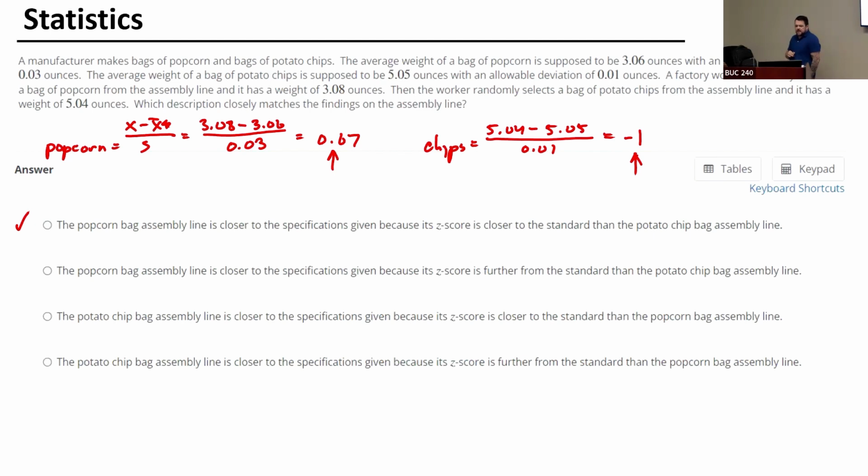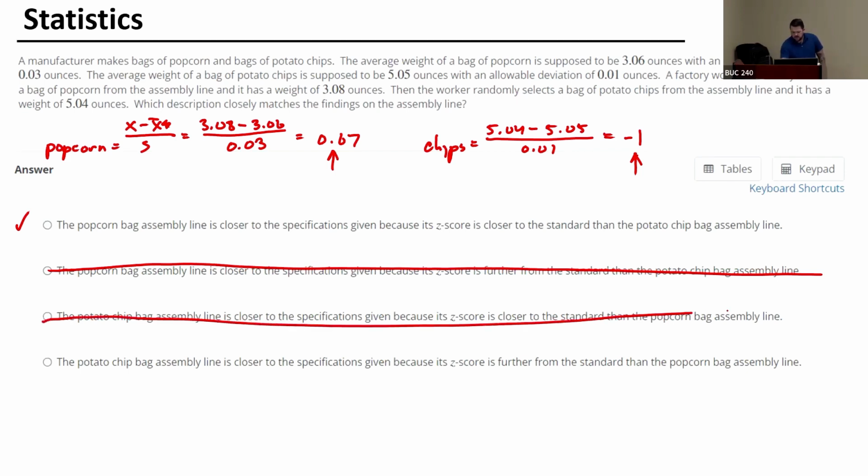The popcorn bag assembly line is closer to the specifications given because its z-score is further away from the standard. Does that make sense at all? No, that doesn't work at all. That goes against our definition. The potato chip bag assembly line is closer to specifications given because its z-score is closer. Does that make sense? Is this number, the -1, closer to the mean than the 0.67? No, that doesn't work either. And then this last one, the potato chip bag assembly line is closer to specifications given because its z-score is further.